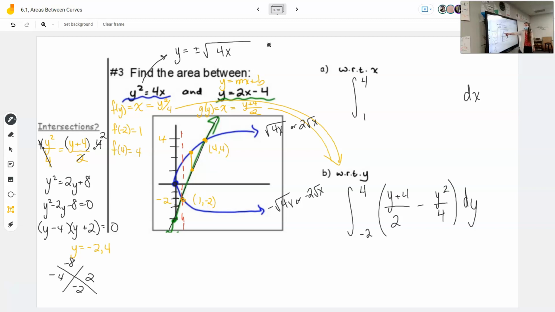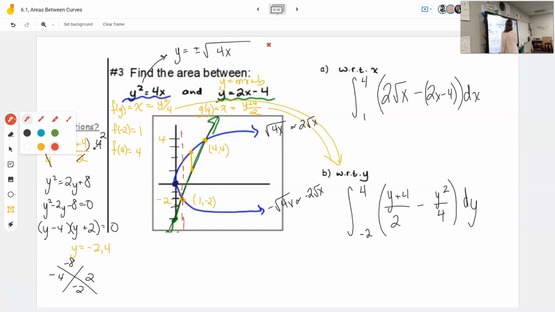So actually, this blue curve is really just the positive square root minus the green curve is 2x minus 4. Careful, don't kill a seal. Got to get that subtraction in there. But that actually wouldn't solve for everything. That would only solve for a part of the area.